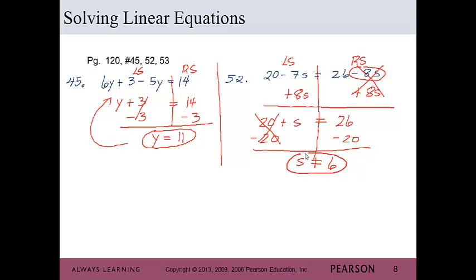So s equals 6. And again, you can check it by plugging it all the way back in to the original equation.